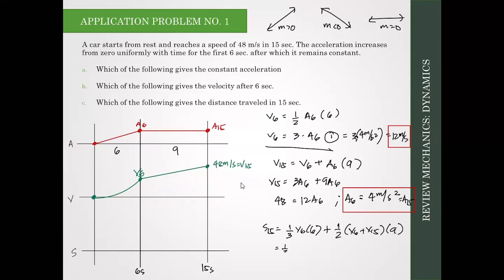So, this will be 1/3. V6 natin is 12 times 6 plus 1/2, 12 plus 48 times 9. Value of S15 is equals to ilan? 294 meters. Okay? So that will be our answer. 294. Okay? So paano i-check yan?